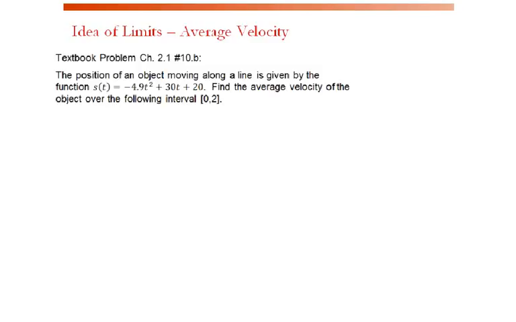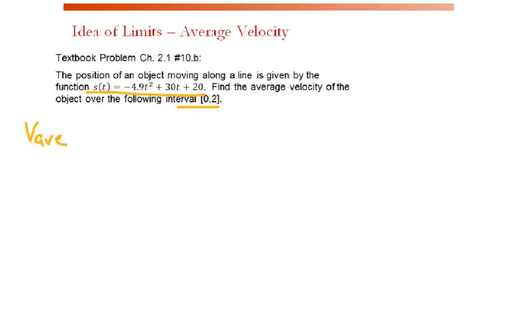But before we get there, I just want to do an example of average velocity so everyone knows how to actually compute it. So here we've got the position of an object moving along a line is given by the position function here, and you're asked to find the average velocity of the object over the interval 0 to 2. So the easiest thing to do here is, if you have a graphing calculator, you can enter that equation in and evaluate it. If you don't, you're going to have to do it by hand.